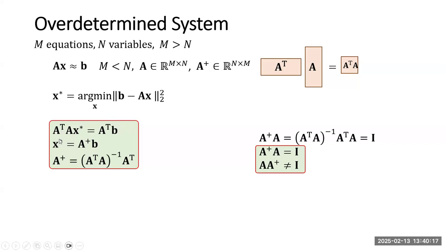The solution X star is given by this expression here, A pseudo inverse B. When A is a tall matrix, and here you can see visually A is a tall matrix, A pseudo inverse is given by this expression here. A transpose A is this matrix here, which is n by n. Okay, and it's invertible.